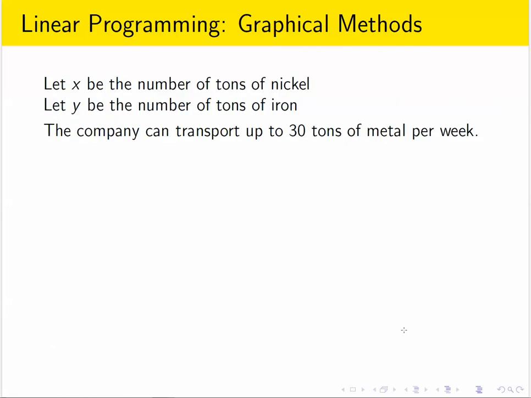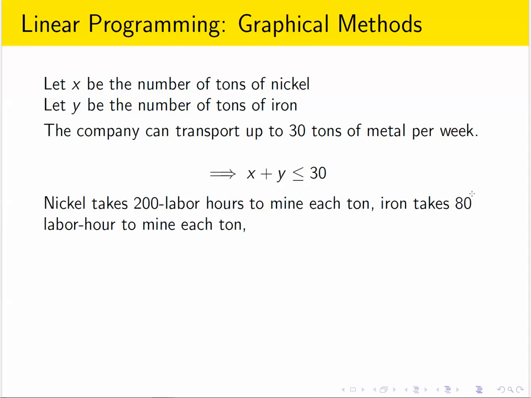Now, the company is limited in how much it can transport. It can only transport 30 tons of metal total per week. So if you add together the number of tons of nickel and the number of tons of iron, that cannot exceed 30 tons. It's at most 30. It's less than or equal to 30 total.